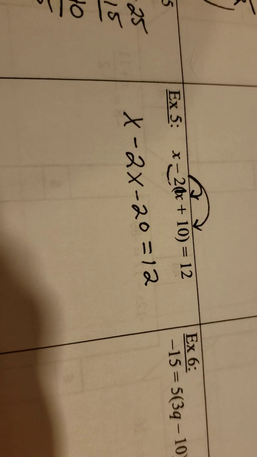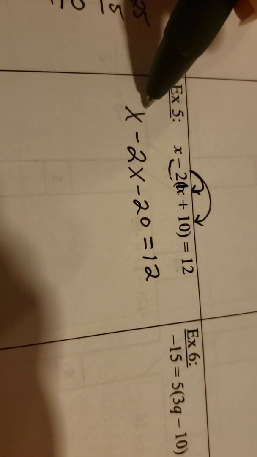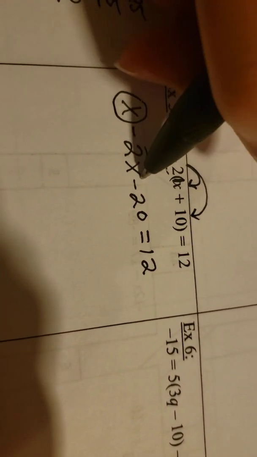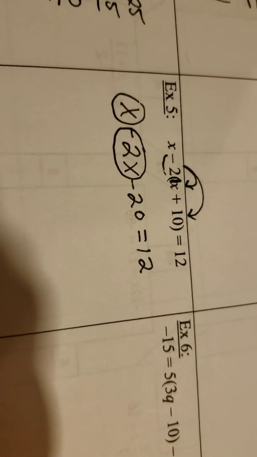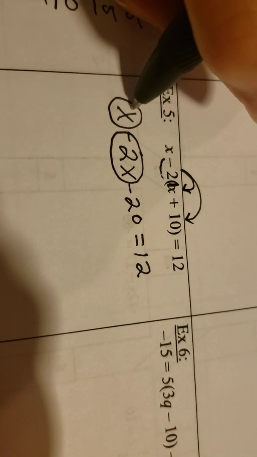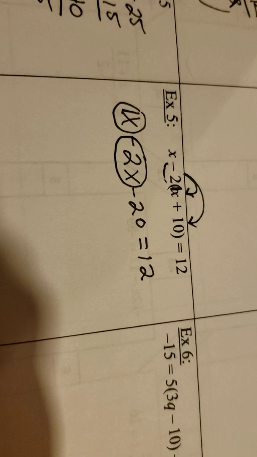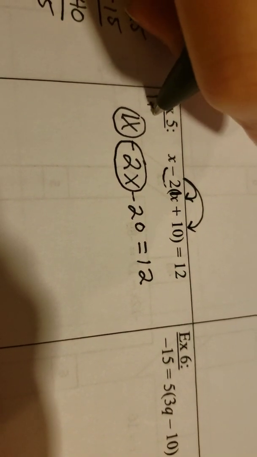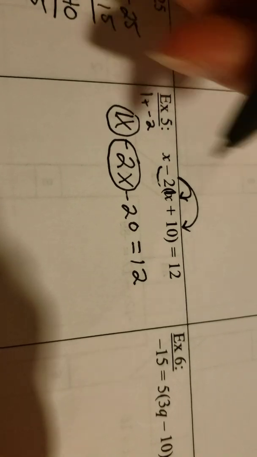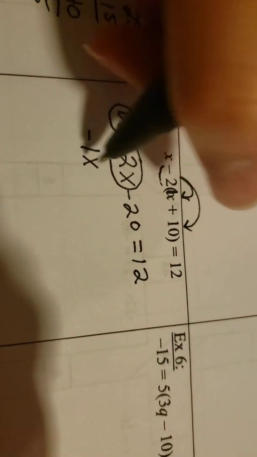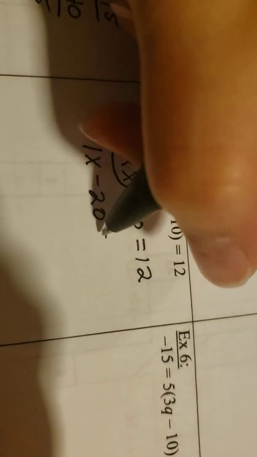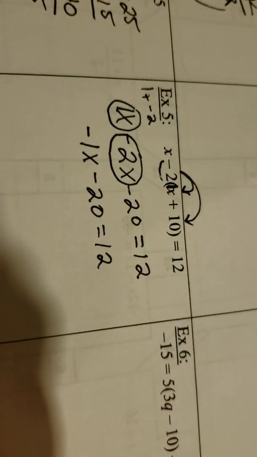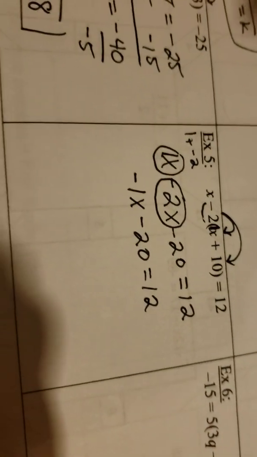Now we have to combine like terms. So I see I have an x and a minus 2x. Those have to get combined. Remember, this is a 1x. So in my calculator, I would do 1 plus negative 2, which would give me negative 1. So I have negative 1x minus 20 equals 12. Now we're down to a two-step equation.